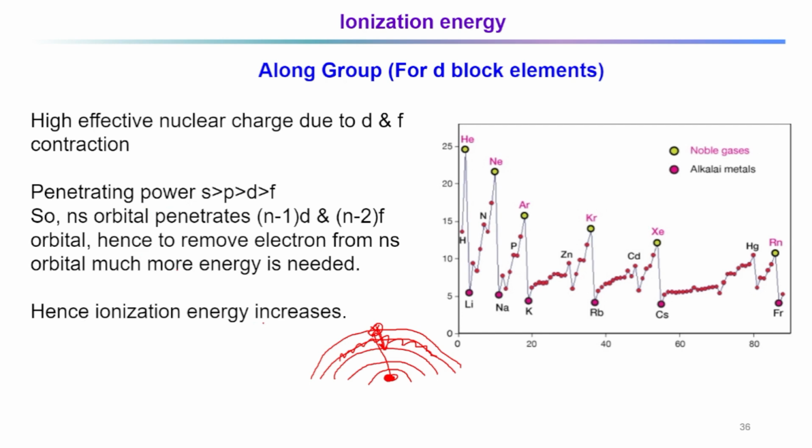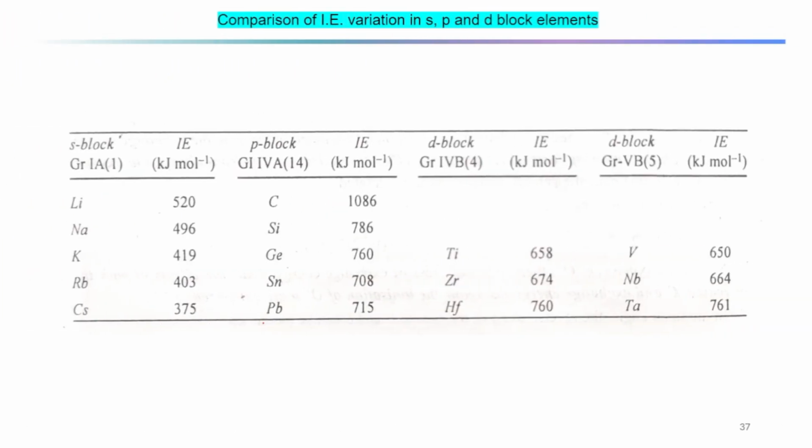So we have seen for S and P block elements along the group, the ionization energy is decreasing. But in case of D block elements along the group, if we go from top to bottom, the ionization energy is increasing. So this is not an exception. This is actually the rule for these D block elements. If you go from top to bottom, the ionization energy will increase. Now let's see some comparison to make it clear.